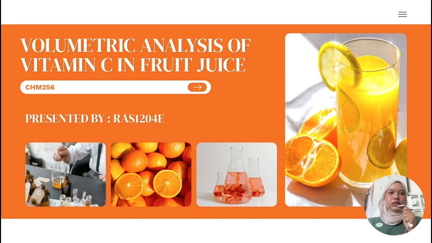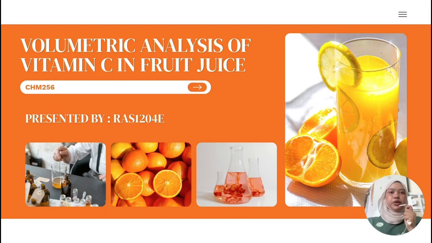Good morning everyone. Today I would like to present our laboratory experiment titled Volumetric Analysis of Vitamin C in Fruit Juice. In this experiment, we focus on determining the concentration of vitamin C, also known as ascorbic acid, in different types of fruit juice using a titration method.